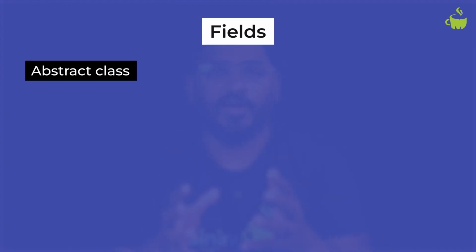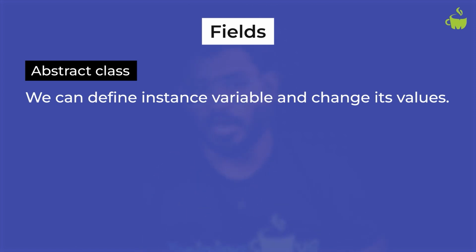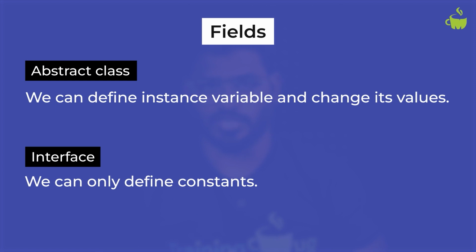Third one is fields. In abstract class, we can define instance variables and we can change the values of the instance variables also. But in interfaces, we can define only constants. So by default, there will be public, static, final, so you cannot change the values of them.